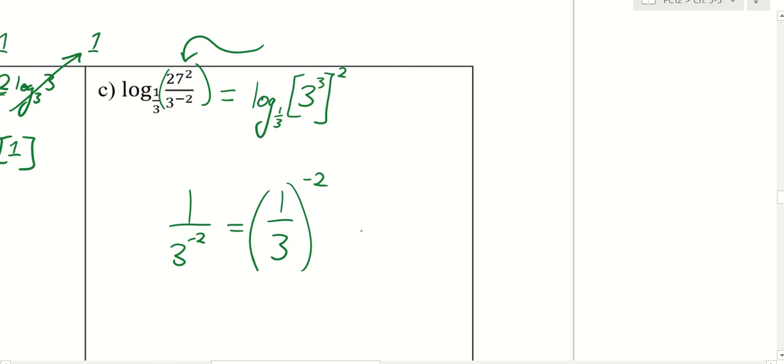And to turn this exponent positive, I just take the reciprocal of what's inside, which is just going to be 3 over 1, all to the positive 2 now, which is just 3 squared. Okay, so 3 to the minus 2 on the denominator just becomes 3 to the positive 2 on the numerator.